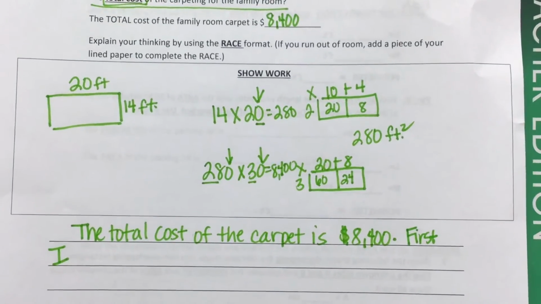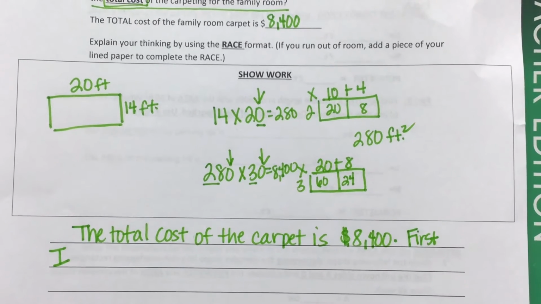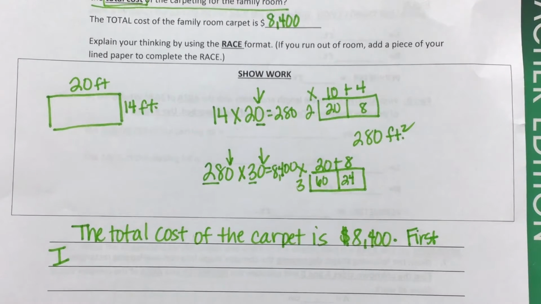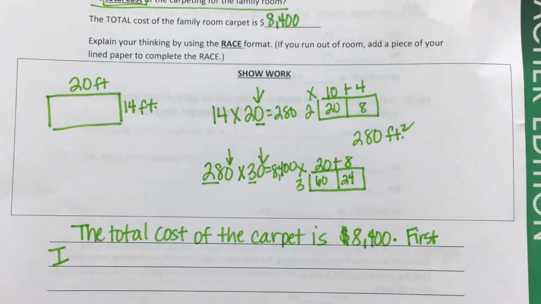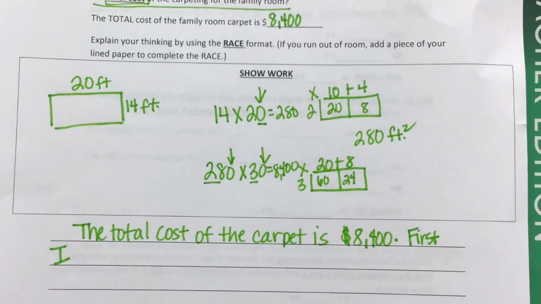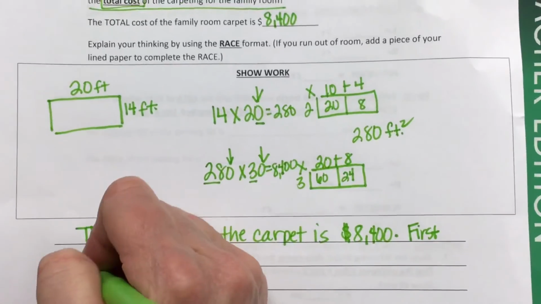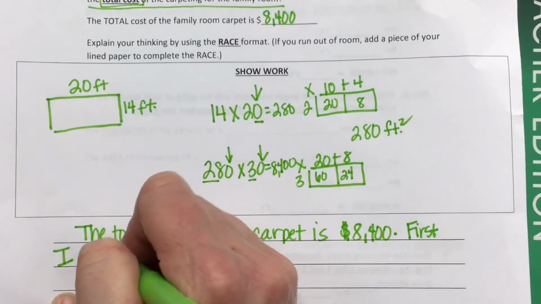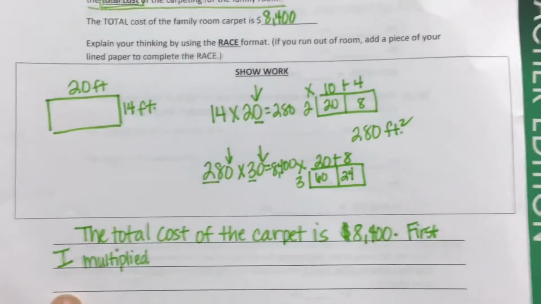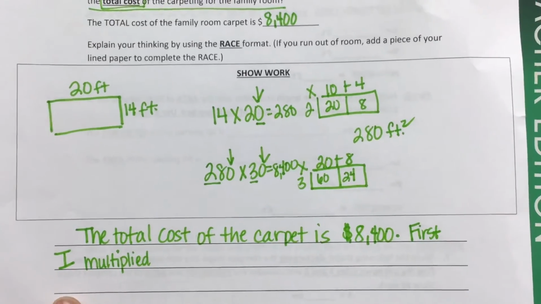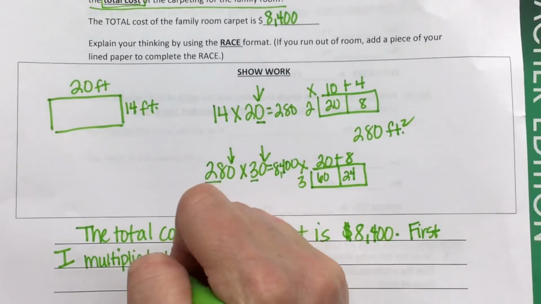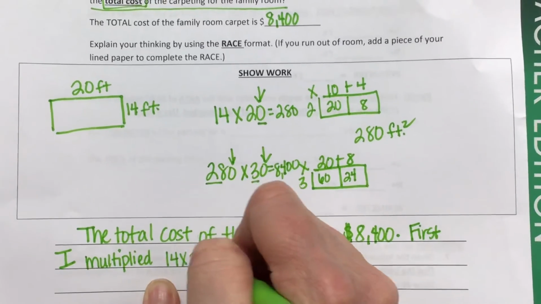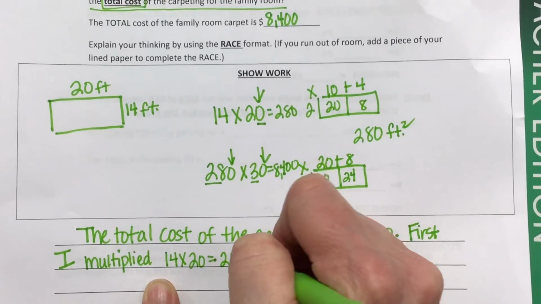What did we do first? Ryan. Well, okay, we don't have to say we made the model. We just have to say what equations we did. So what equation did we do first? 14 times. Okay, first I multiplied. And when we write an equation, it has to have the equal sign and the answer. I multiplied 14 times 20 equals 280 square feet.